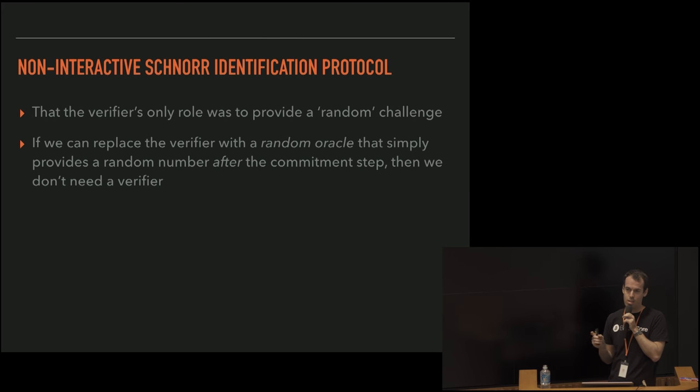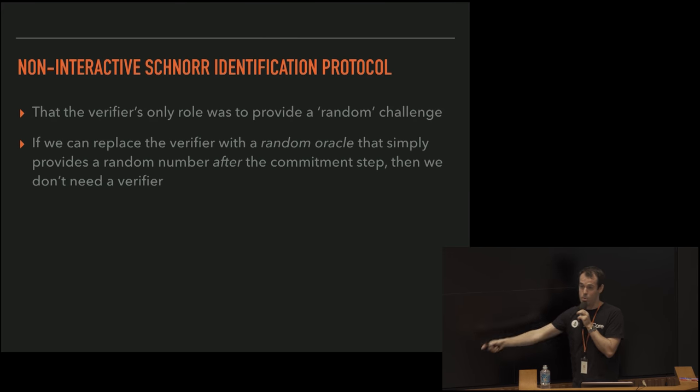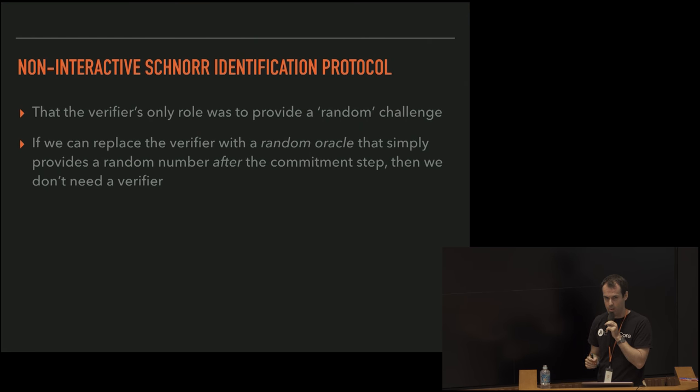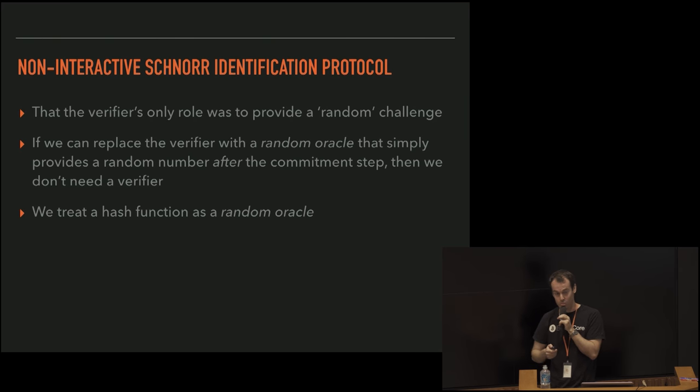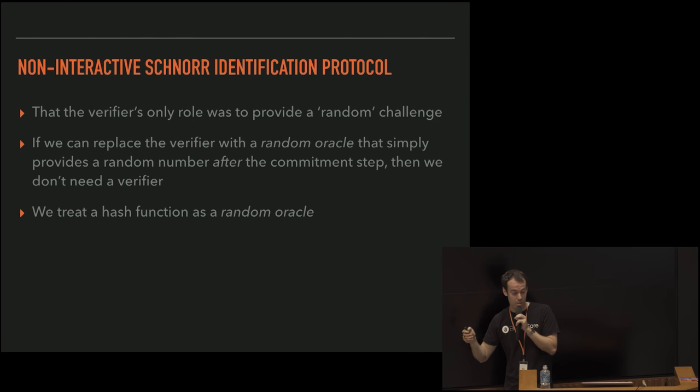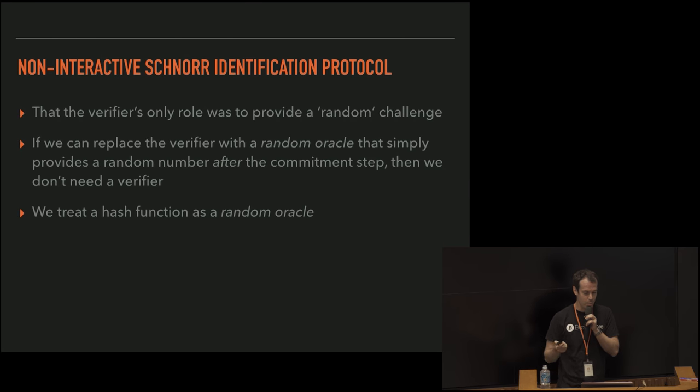So if we can replace that verifier, and instead of having a person there, have, in quotes, a random oracle that simply gives us a random number, then we can do away with the verifier. And we kind of maybe cheat a bit, or hash things up a bit. We use a hash function as a random variable, and we claim that a hash function, if we give it an input, will be a random oracle.